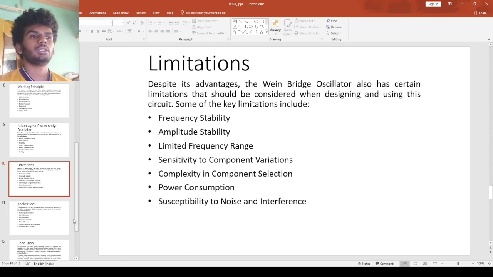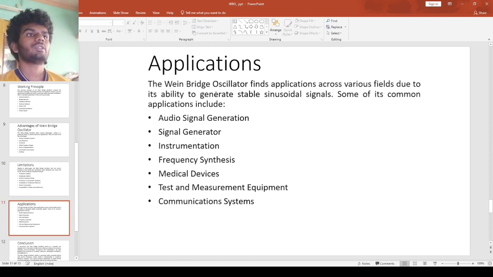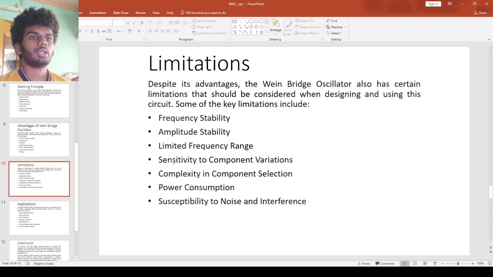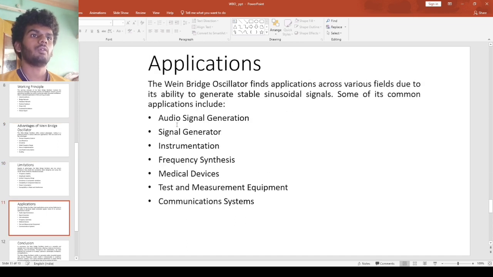It's limited like that. So moving on to the applications, the Wien bridge oscillator finds applications across various fields due to its ability to generate stable sinusoidal signals. As we have discussed in the advantages, it produces a stable sinusoidal waveform. So in applications we will use it in audio signal generation, signal generators, instrumentation, frequency synthesis, medical devices, test and measurement equipment, and communication systems. These are all the applications of the Wien bridge oscillator.